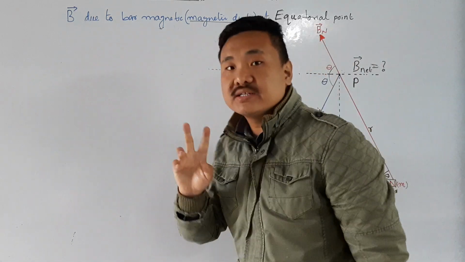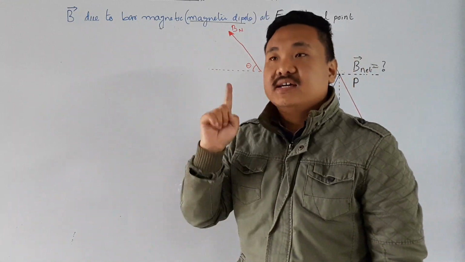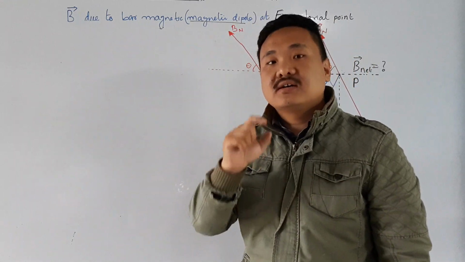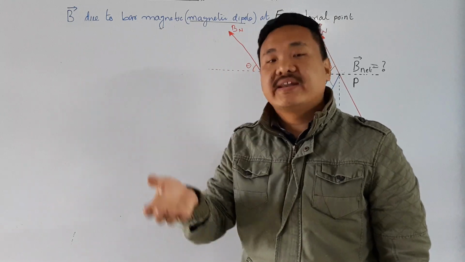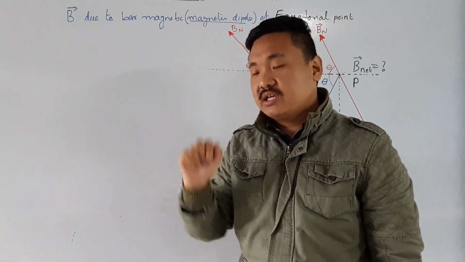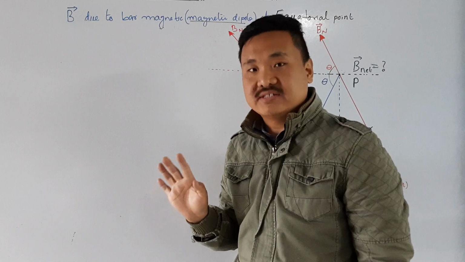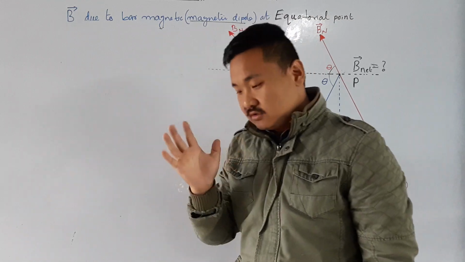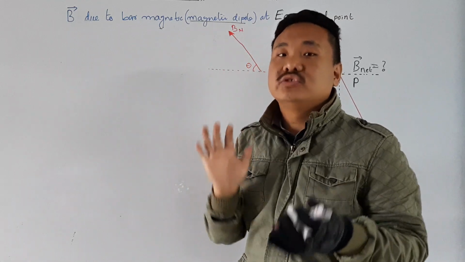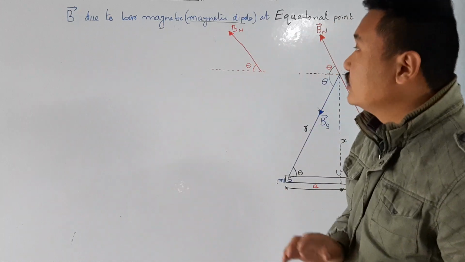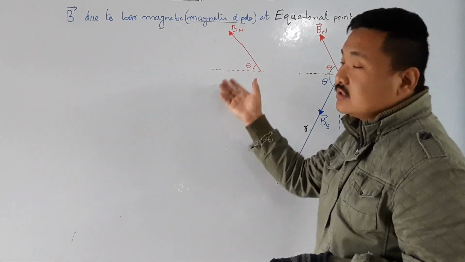And I want to find the net magnetic field. So there are two ways to find the magnetic field here. One is by using vector addition, that is R equals the square root of a squared plus b squared plus 2ab cos theta. The other is to use the resolution of vectors. So we are going to solve it by using resolution.